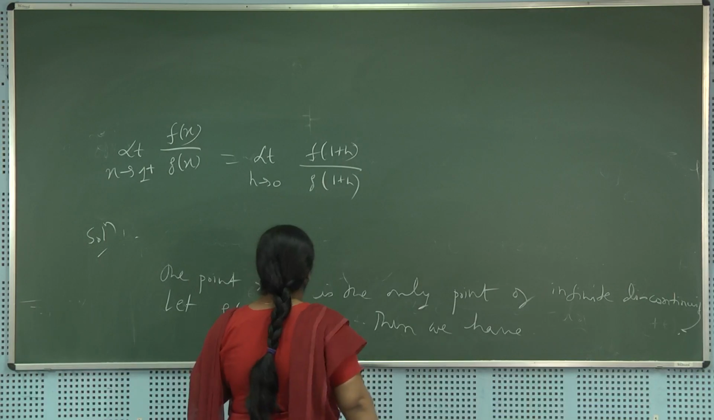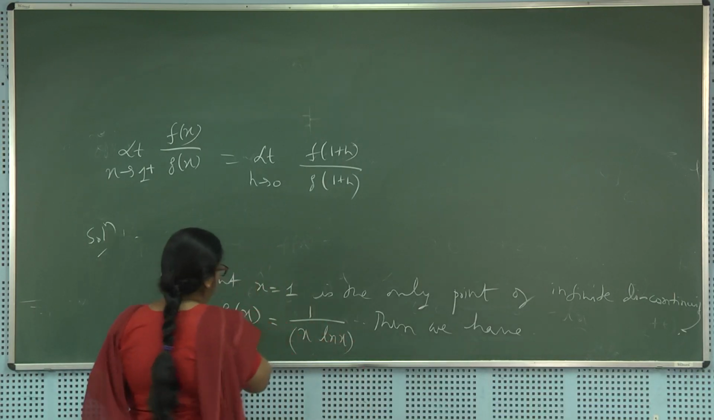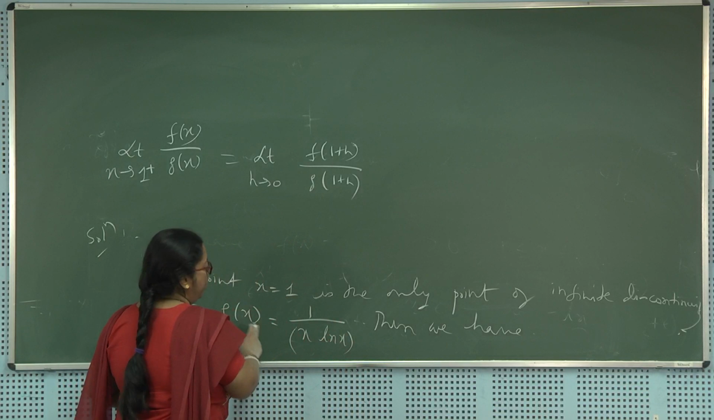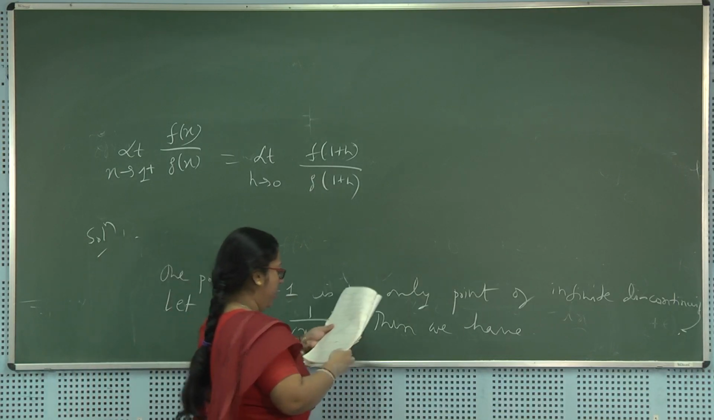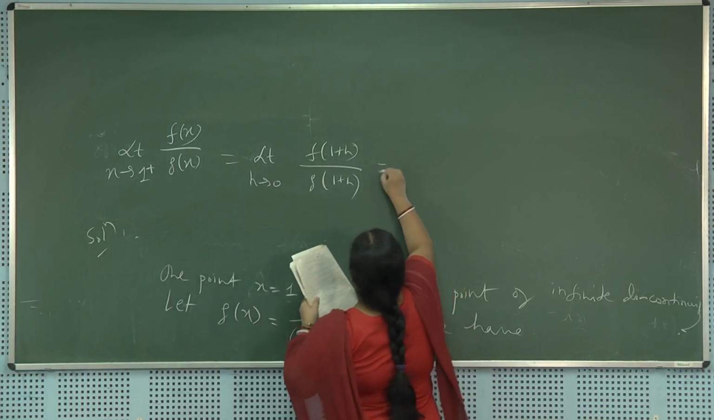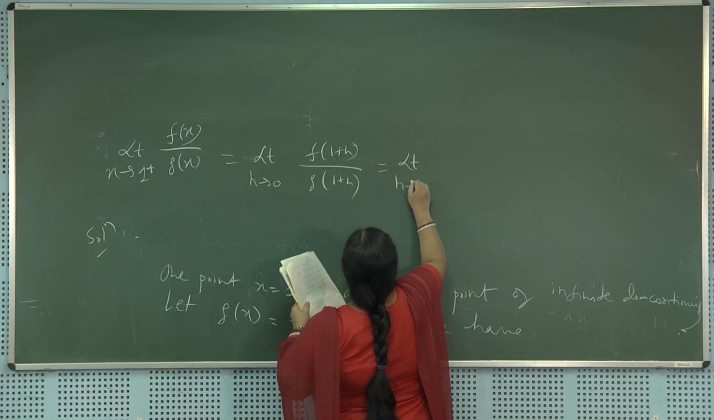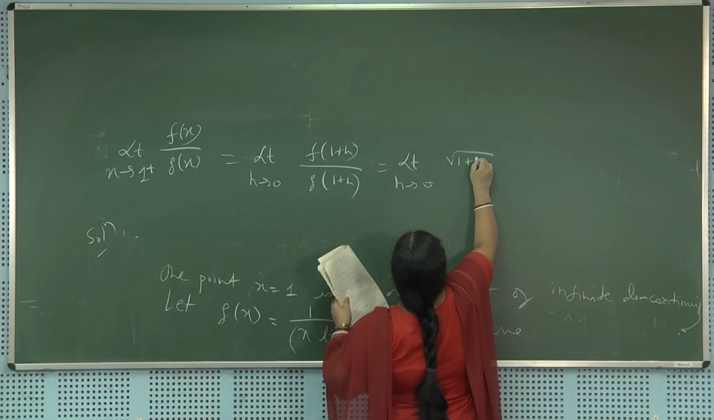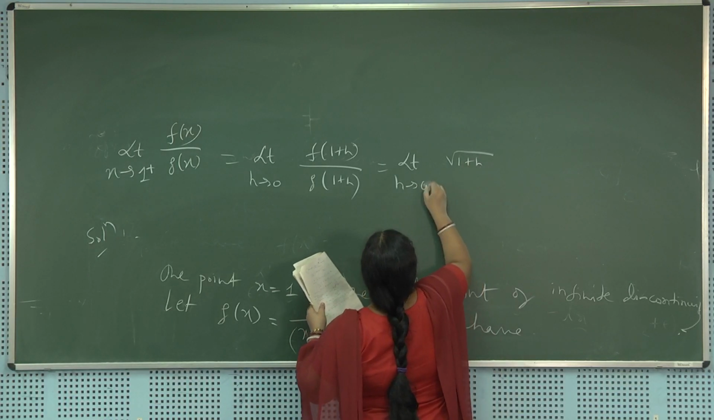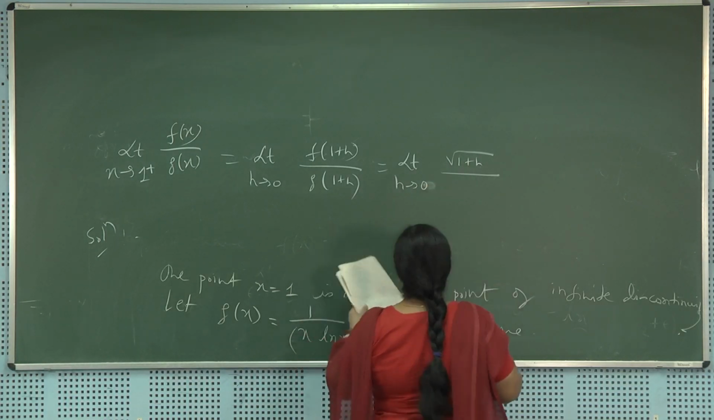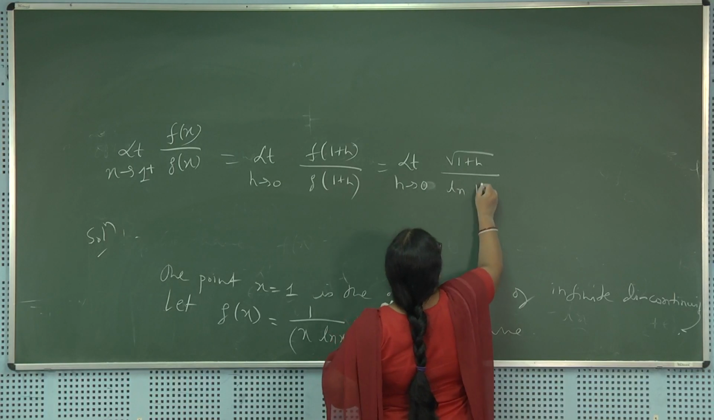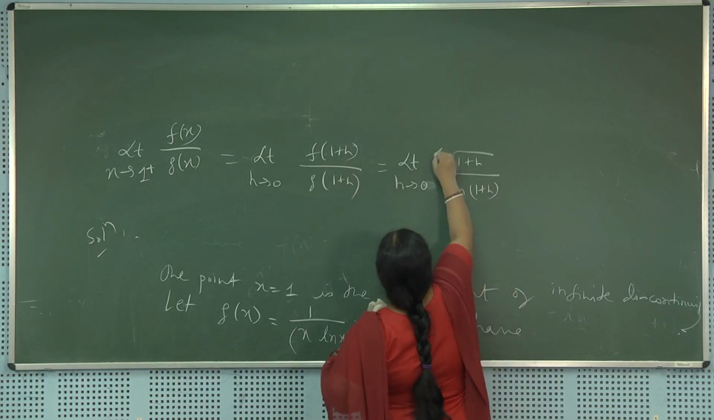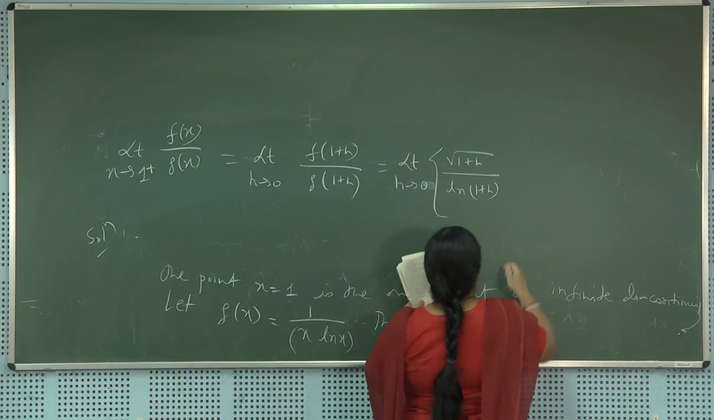If you substitute, g of 1 plus h will be, x replaced by 1 plus h, so 1 plus h into log of 1 plus h. So, this will become the limit as h tends to 0; f x is root x, so it is root of 1 plus h upon log of 1 plus h, times.